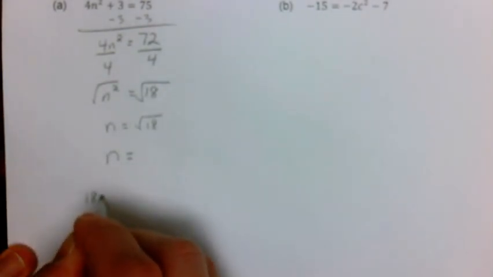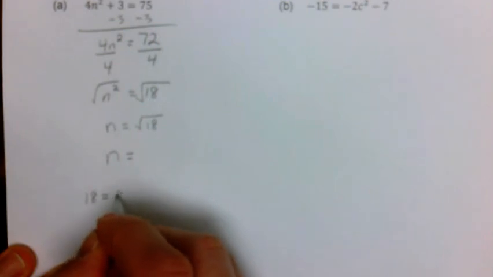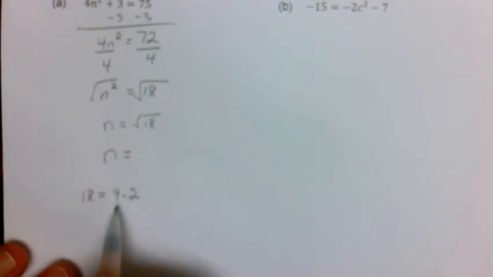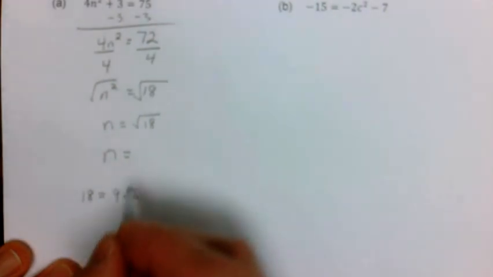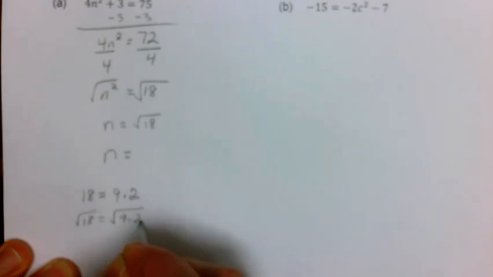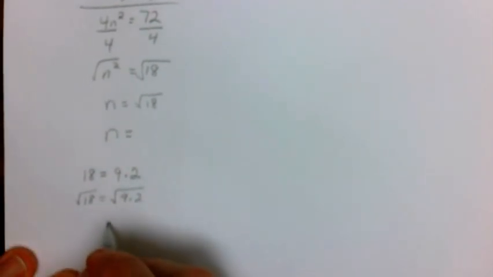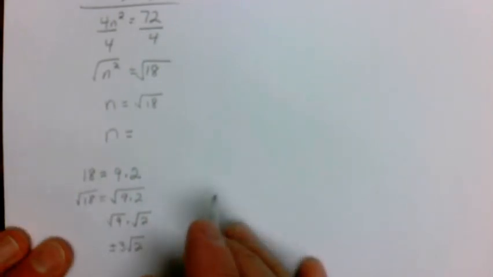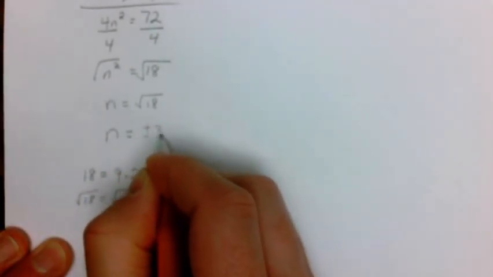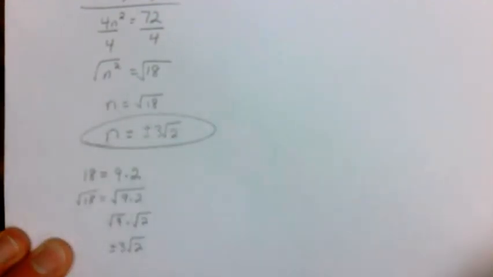All right, well, 18 is equal to the product of 9 times 2. 9 is the biggest perfect square that goes into 18. So if I do the square root of 18, that's the square root of 9 times 2. And now that's just the square root of 9 times the square root of 2. And the square root of 9 is positive or negative 3 times the square root of 2. And so our answer here is positive or negative 3 radical 2.